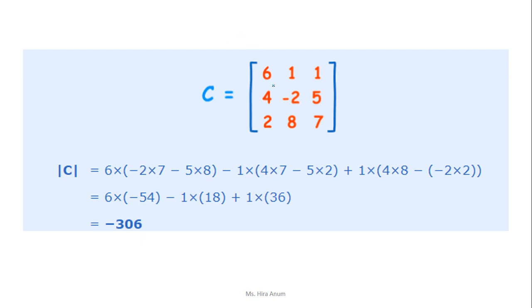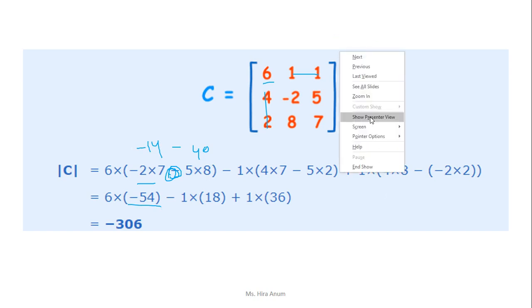You can see this, you are taking the determinant of 3 cross 3. 6, ignore this row and column. It becomes minus 2 multiplied by 7 is minus 14. Minus 14 minus formula. Then using the sign of the formula, 8 multiplied by 5 is 40, which becomes minus 14 minus 40, which is equal to minus 54.